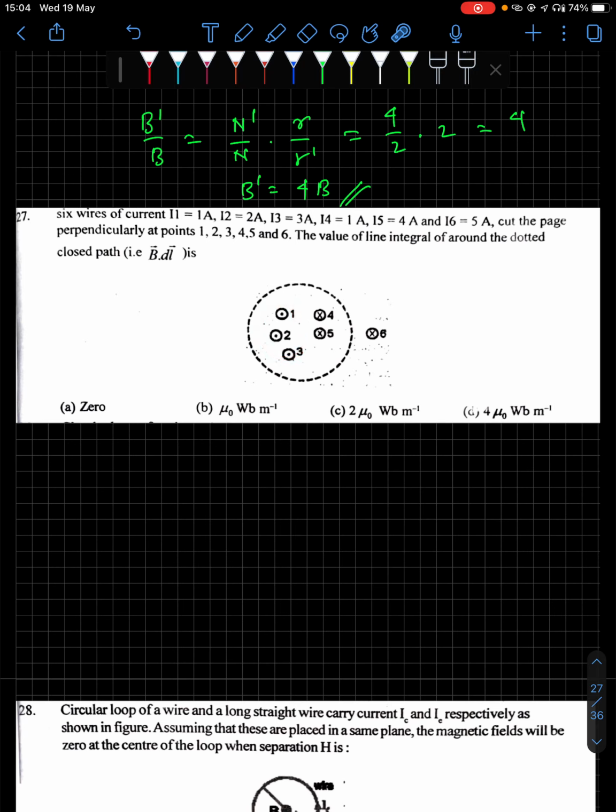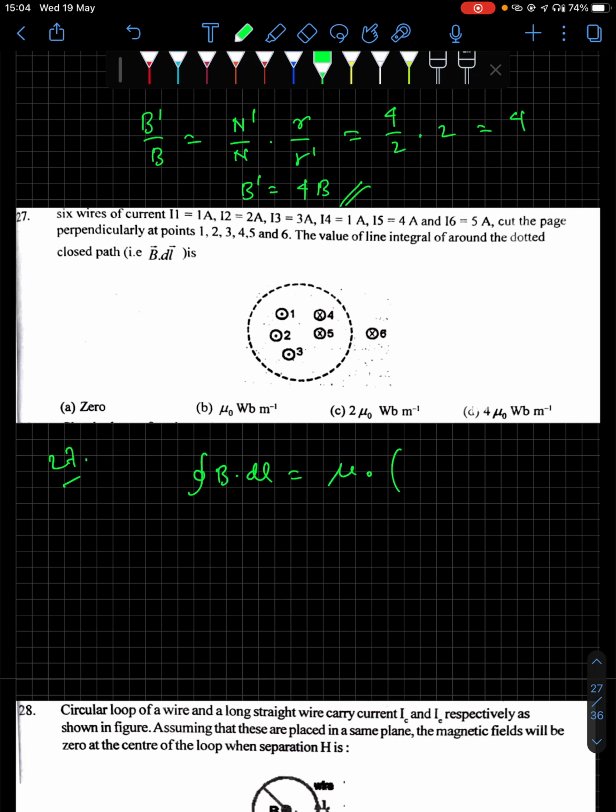Now you have to find out the value of the line integral of the field around the dotted lines. That means 6 will be excluded, right? So what will you apply here? You will apply Ampere's circuital law. Integral B dot dl equals mu naught I.